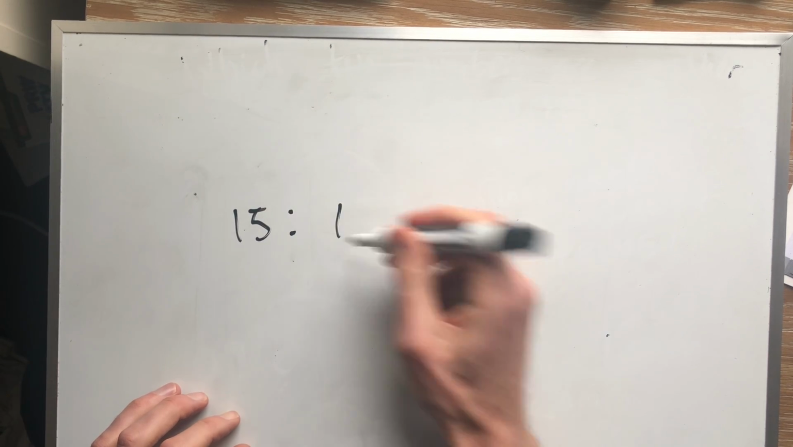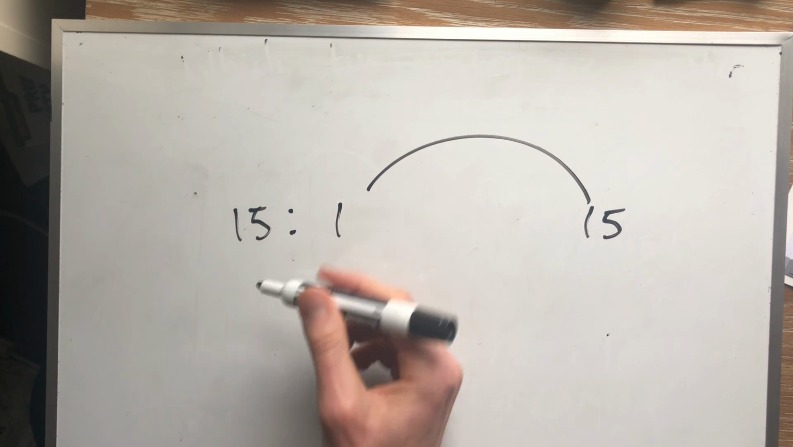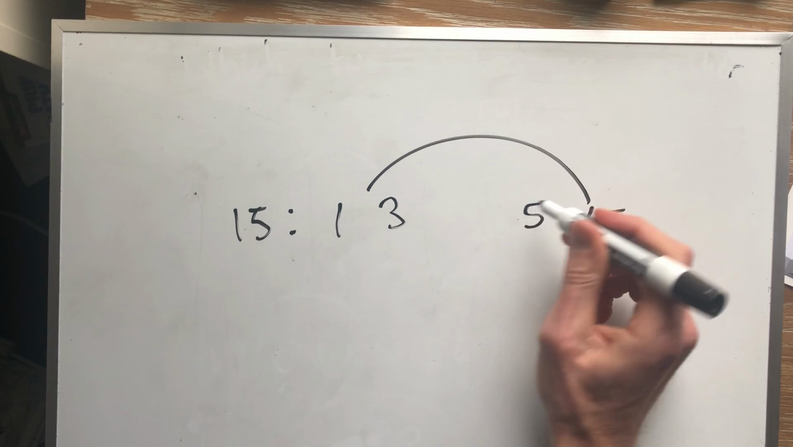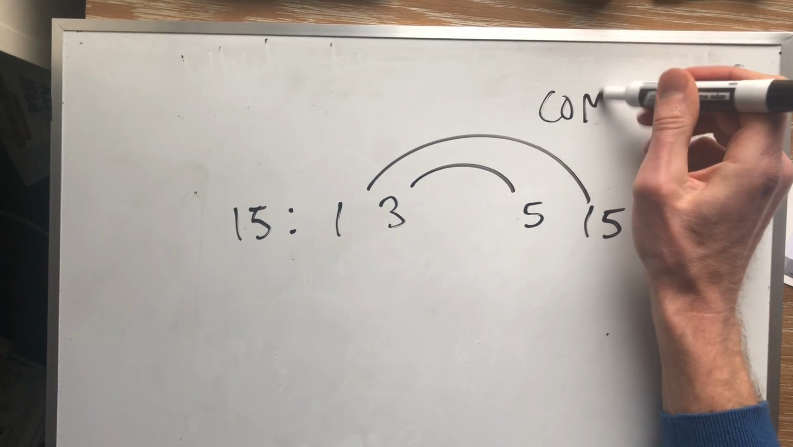Well, let's see. I know 1 and 15 immediately. I can do that. 2 doesn't go in because it's odd. But guess what? 3 does, doesn't it? So what's it called if you have more than one line? It's composite.